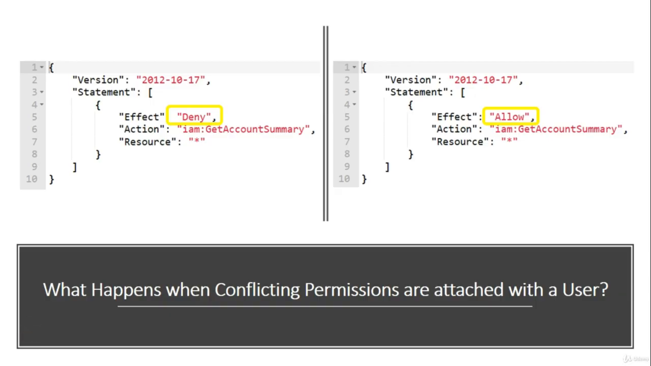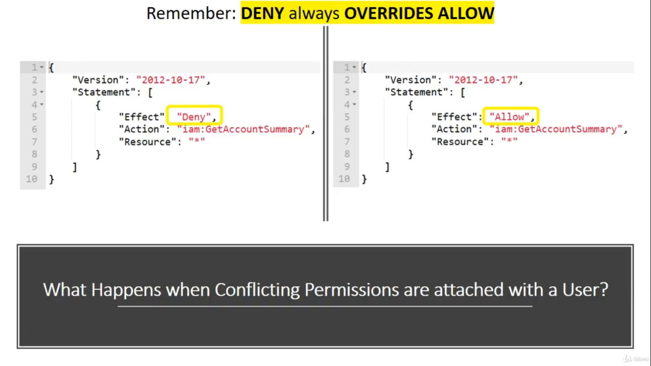Now the $1,000,000 question over here is, what happens when both the policies are attached to a single user? Will the policy allow access or will it deny access to the user in question? Think about this. The answer is it will deny access. Remember, deny always takes precedence over allow.